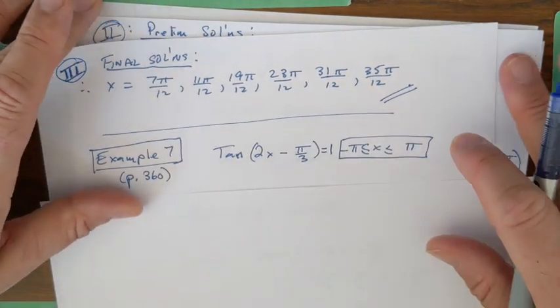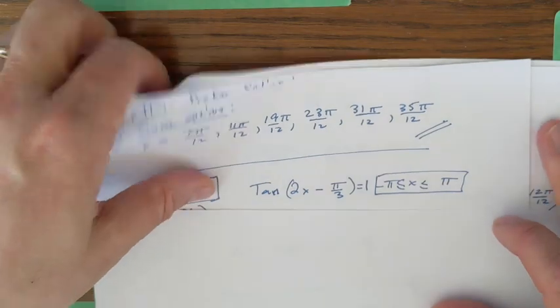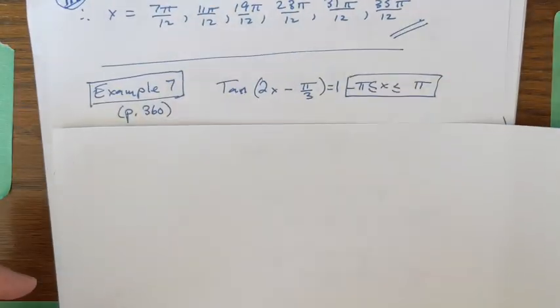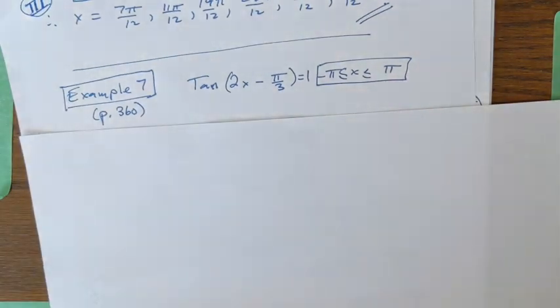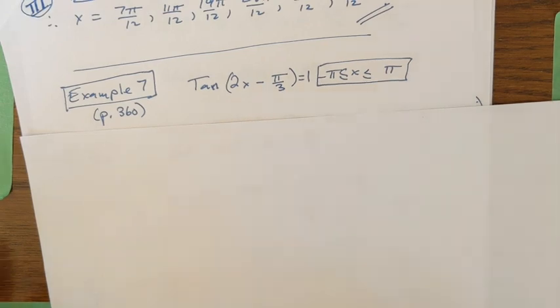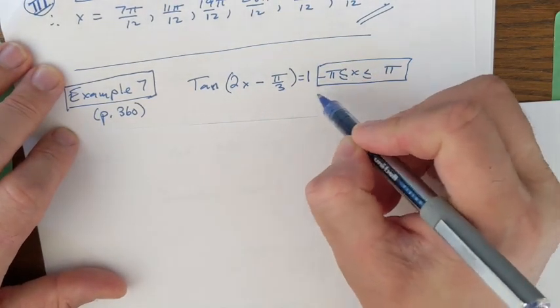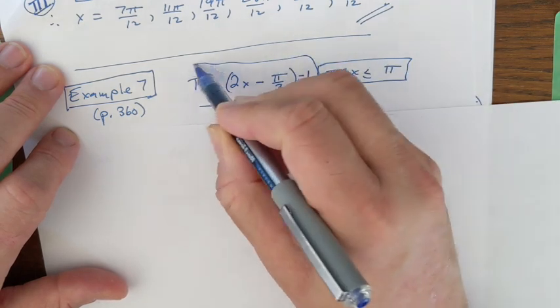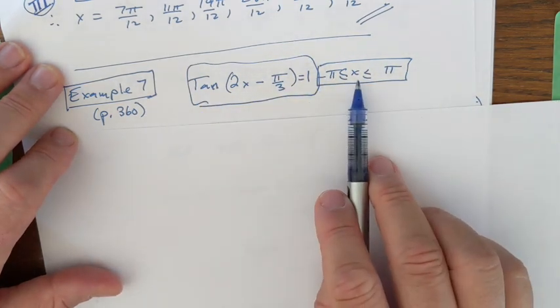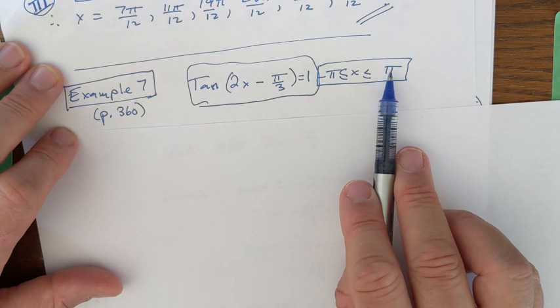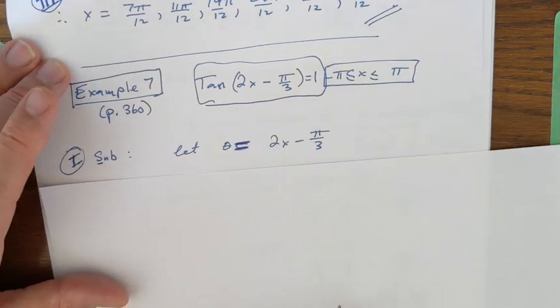So the more complicated one is this one. Let me just get that here. And that's example 7. So that's on page 360 of the textbook. Okay, so it says tan of 2x minus pi over 3 is equal to 1. That's the question. And they're saying for x between negative pi and positive pi. So let's do the steps.